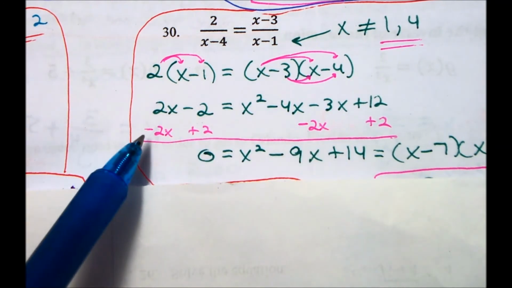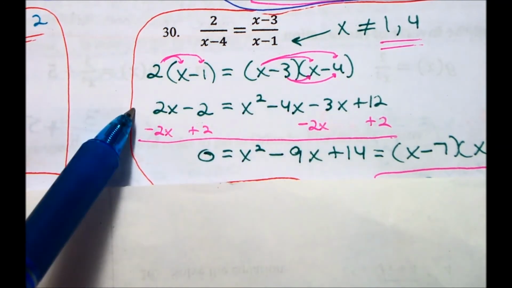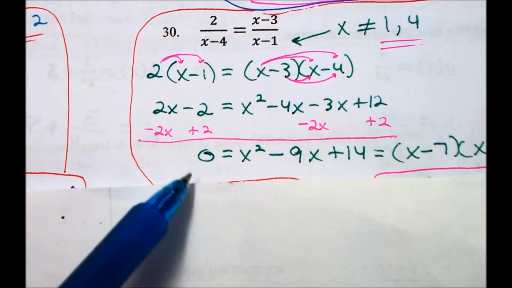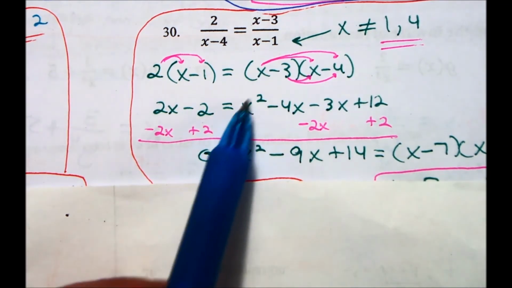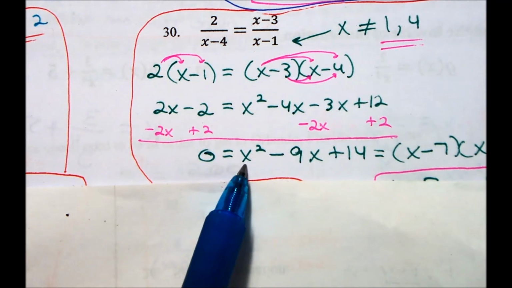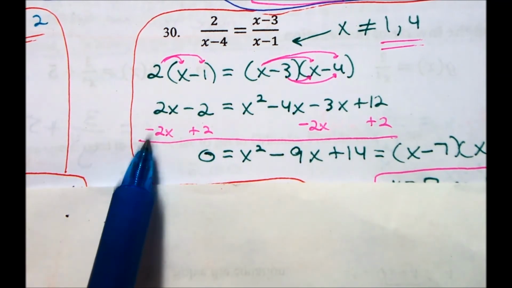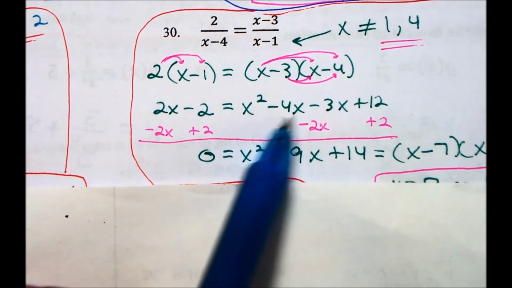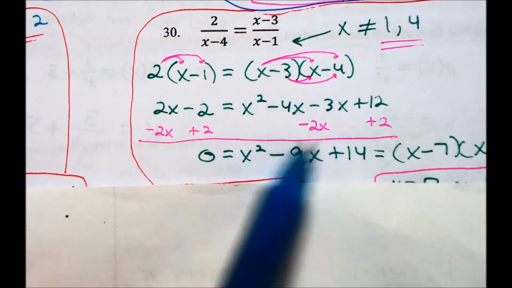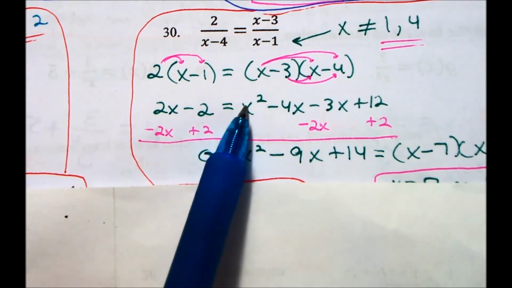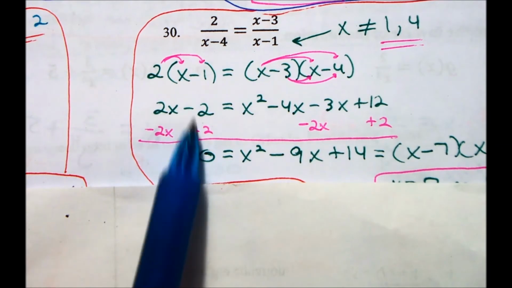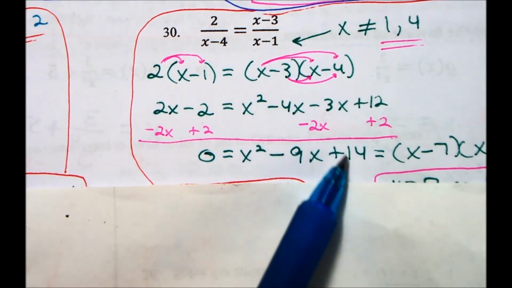And then since this is now a quadratic equation, you want to get 0 on one side, and you also want your x squared term to remain positive. So let's subtract 2x now to cancel that out. So the negative 4, negative 3, and negative 2x combine to give you negative 9x. That x squared comes down. If I add 2 to my 12, I'll get 14.